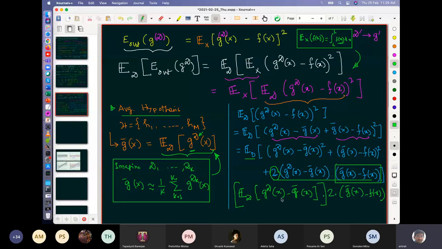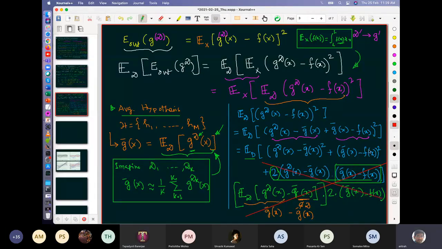So what does this mean? Expectation of this one, look at the formula here. This does not have D inside it. Only this has D inside it. This means g bar x remains the same. Doesn't it cancel the cross term altogether? Yes, it cancels the cross terms altogether.